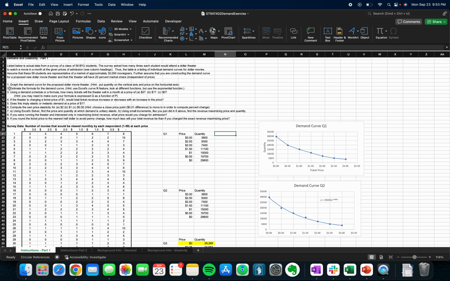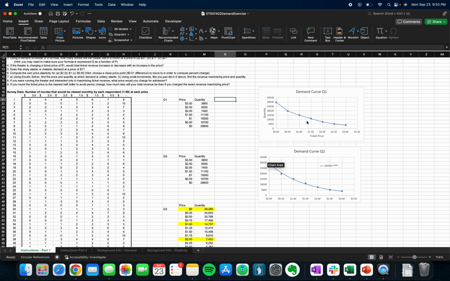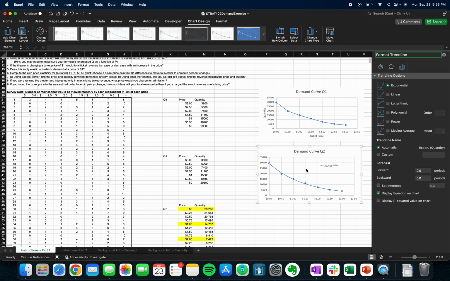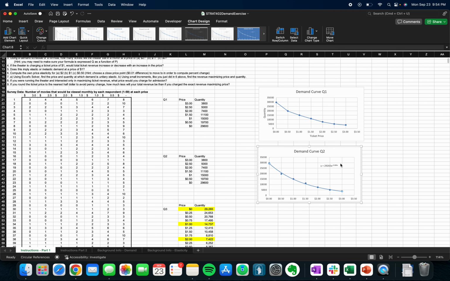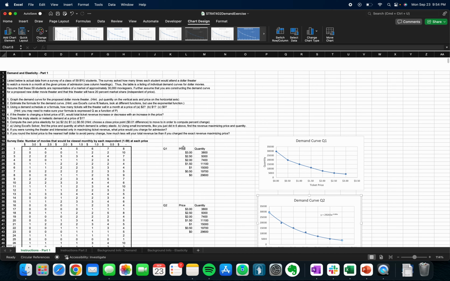Question 2 says, estimate the formula for the demand curve. We took the same data from above, put it down here, and created a trend line. If you click on this trend line, we have the option to display equation on chart, and that's what I did. That gives us y equals 29,265 e to the negative 0.686x. When you plug in one of these prices for x, you receive the demand anywhere along that trend line. That's what the estimated demand curve is.